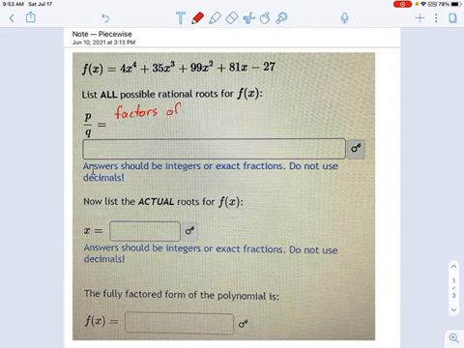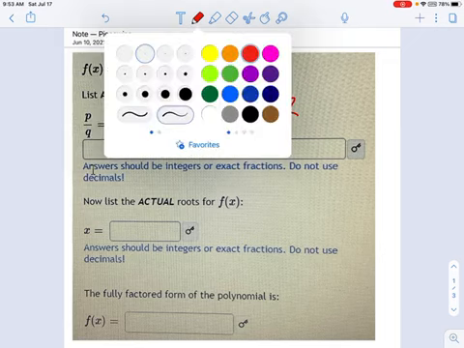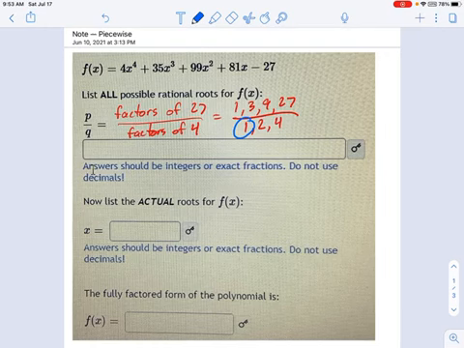P is going to be factors of 27, and Q is factors of 4. So buckle up. Factors of 27, and remember, here's how we do this: 1, 3, 9, and 27. And factors of 4 is 1, 2, and 4. So first, I'm going to look at just dividing everything by 1. I have 1, 3, 9, and 27.